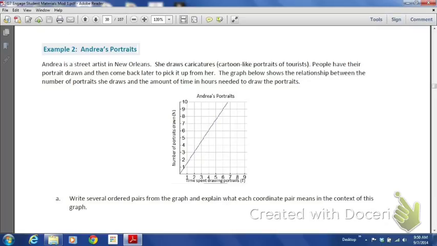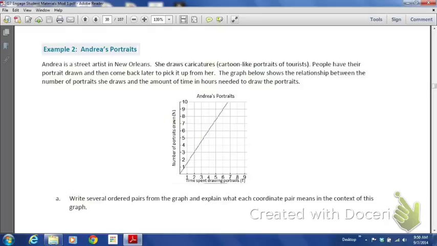Okay, I'd like to give you a little time here to practice with this example 2, Andrea's portraits. Andrea is a street artist in New Orleans. She draws caricatures, cartoon-like portraits of tourists. I've had a few of these done in my lifetime, and hopefully you guys have too. Really, very talented people out there on the streets, these street artists. But people have their portrait drawn and then come back later to pick it up from her.